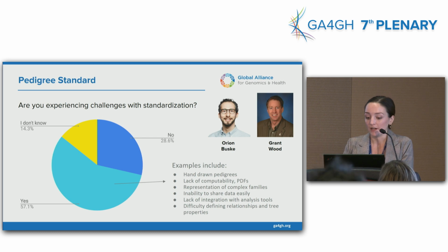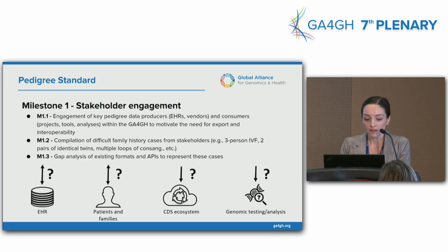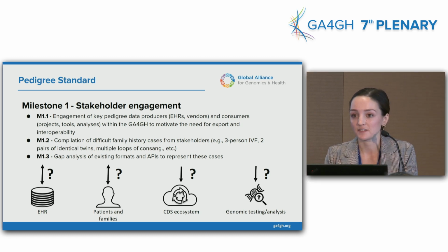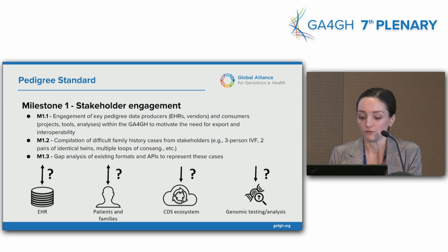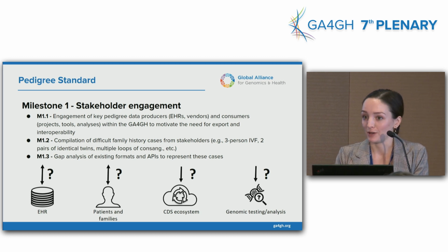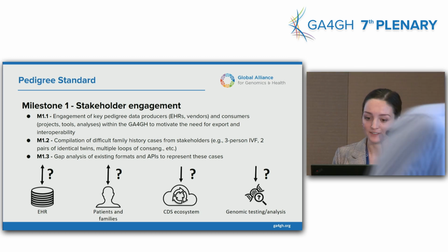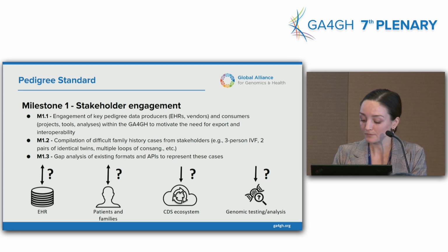This work is being led by Orion Buske and Grant Wood, who are both here at plenary as well. We just kicked off this work yesterday, so we're really in the first milestone, which is stakeholder engagement. That means engaging with the key data producers, creating a document of all the difficult family history cases that we might need to represent, and looking at a gap analysis of existing formats and how we might be able to better represent the data. Again, I encourage you to come chat with us about it, if you have any use cases or are interested in getting involved.